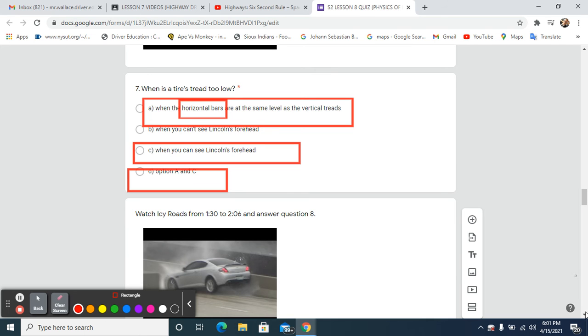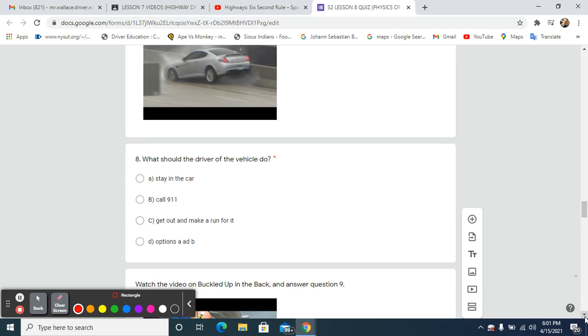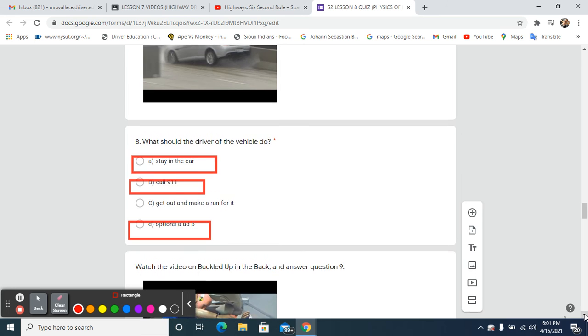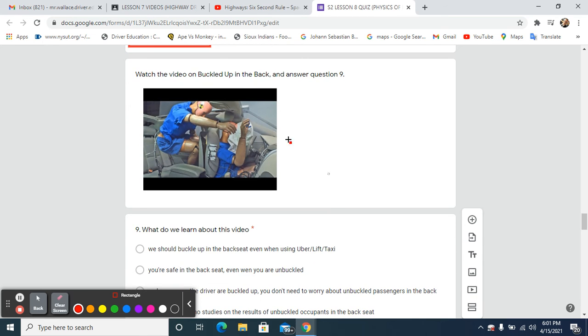Okay, we are moving on to our next question. And this person here who had this accident on the very dark, very icy, slippery, wet road, what should the driver do? Okay, he should stay in the car and he should call 911. Okay, do not get out of the car and make a run for it. So the answer is letter D. Making a run for it would probably get you killed, and you're going to get hit for sure.